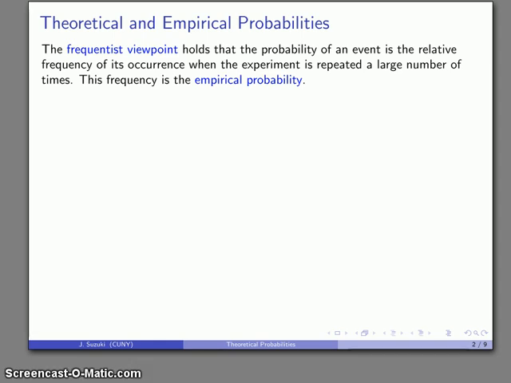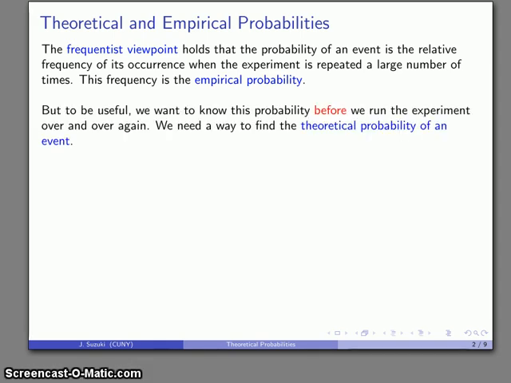On the other hand, if we actually want probability to be useful, it might be helpful to know the probability before we run the experiment over and over again. What's the probability a hurricane will hit Miami Beach? And it'd be kind of nice to know what this probability is before we allow a whole bunch of hurricanes that direction. So we want to find some way of finding the theoretical probability of an event.